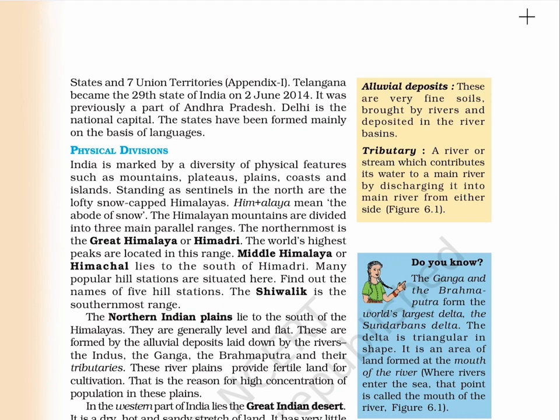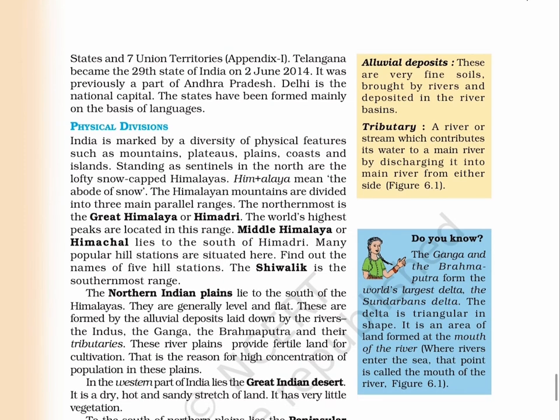Him plus Alai mean the abode of snow. The Himalayan mountains are divided into three main parallel ranges. The northernmost is the Great Himalaya or Himadri. The world's highest peaks are located in this range. Middle Himalaya or Himachal lies to the south of Himadri. Many popular hill stations are situated here.